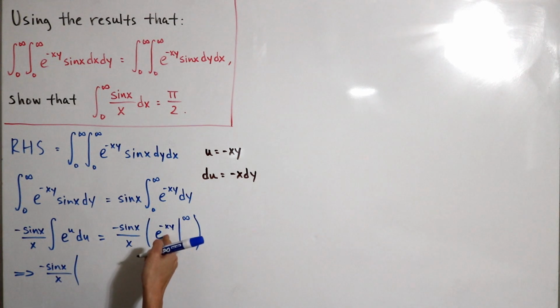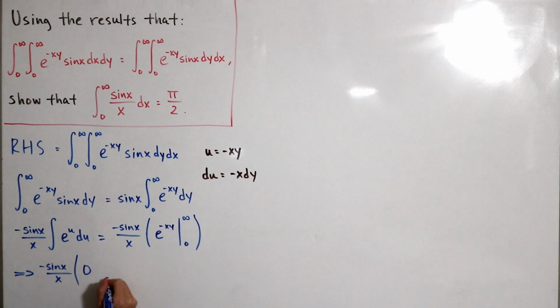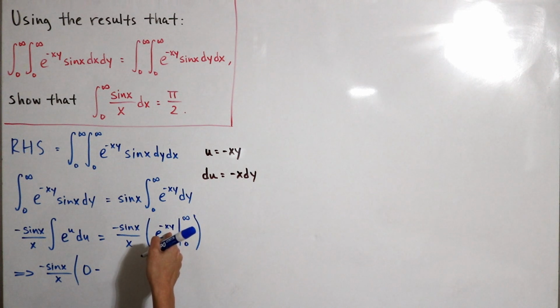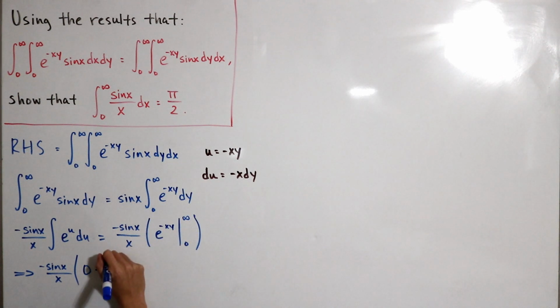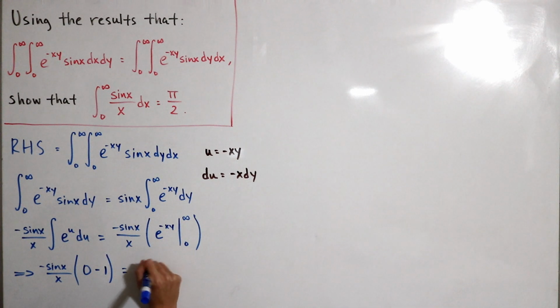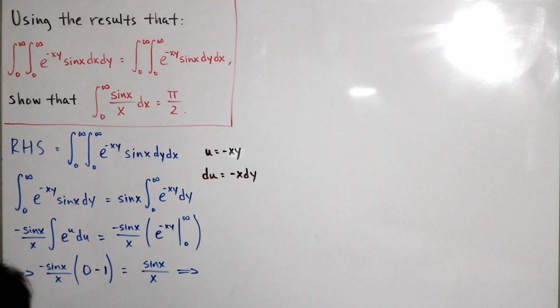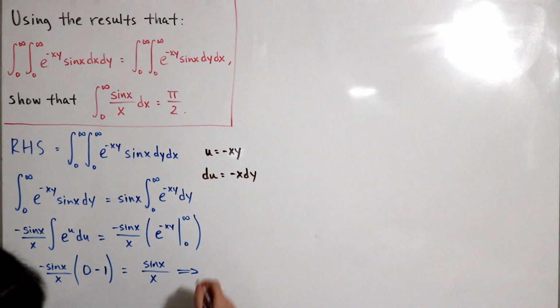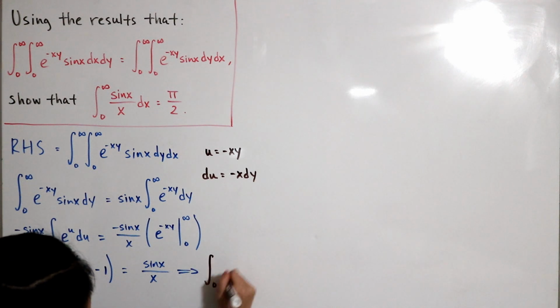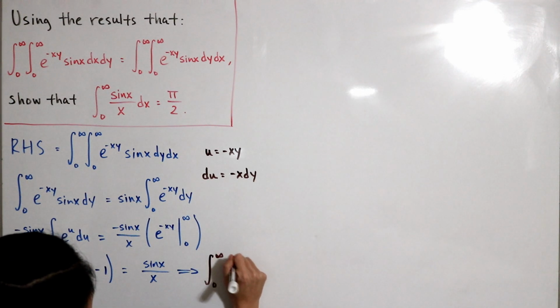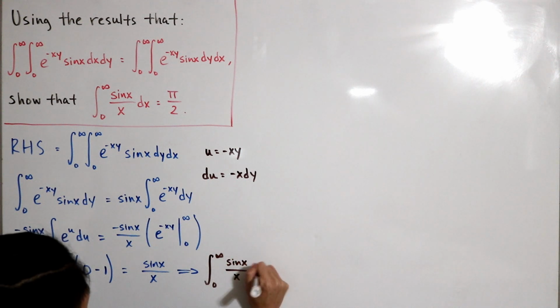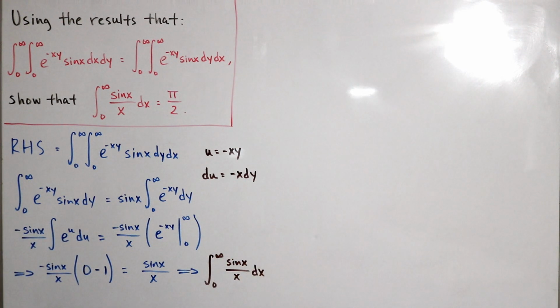We plug in infinity over here, so that's just going to be 0. And if we plug 0 over here, then that's just going to be 1. So 0 minus 1 is negative 1, and that's a negative, so therefore we have that this is just sine of x over x. And so what we can conclude so far is that the right hand side has simplified to the improper integral of sine of x divided by x dx. Okay, so we've gotten that far.